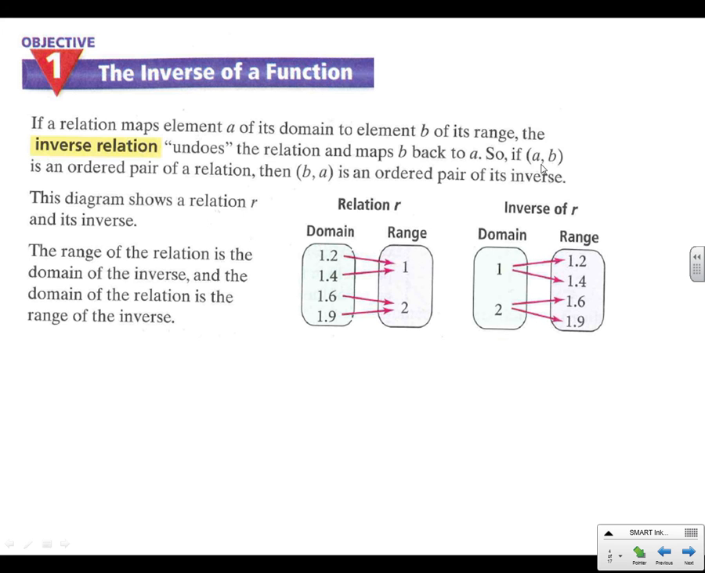All right, so if A comma B is an ordered pair of the relation, then B comma A is the ordered pair of its inverse. So look what's happening here. We're flipping our x's and our y's when we're doing inverses, right? So x becomes y in our ordered pairs.